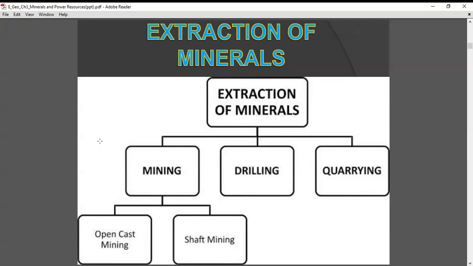And quarrying is used wherever there are stones and minerals, and it does not go deep into the crust of the earth. A large area is used for quarrying, and stones are normally removed in this quarrying process. So let us see photos of how these mines look.